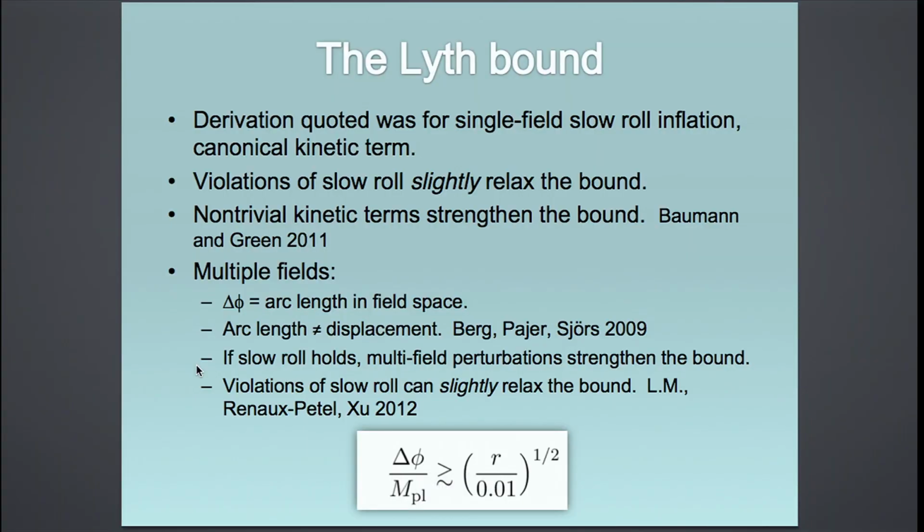There are a couple of things you can do that will allow you to put, so here I put approximately 1 here. Delta phi over M Planck is greater than or equal to 1 times square root of r over 0.01. You could make the prefactor 0.2 or something like that if you made slow roll be violated shortly after the observed modes exit the horizon. That doesn't change anything qualitative, so it's not a particularly interesting modification. Similarly, you could mess around with the fields that are generating the fluctuations if you have some entropic modes contributing to the perturbations. You can loosen this bound by a factor of 2 or 3 or something like that. It doesn't get you anywhere interesting, so we're really faced with this result.